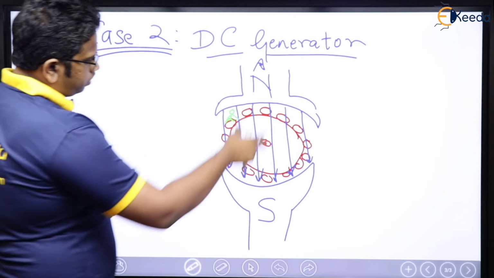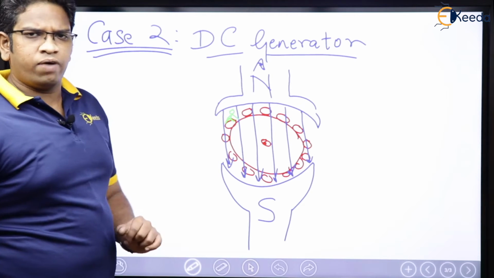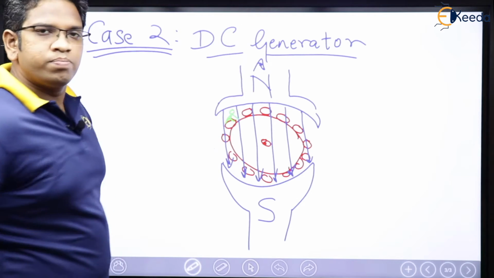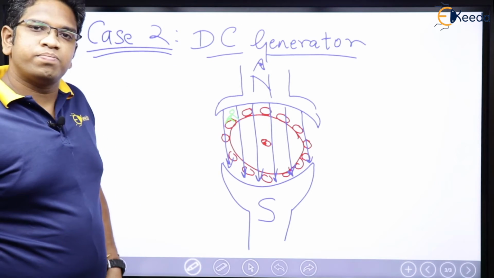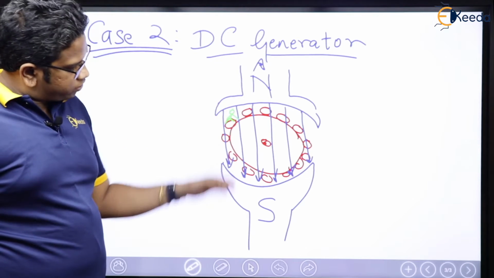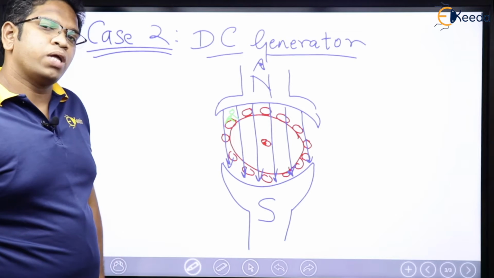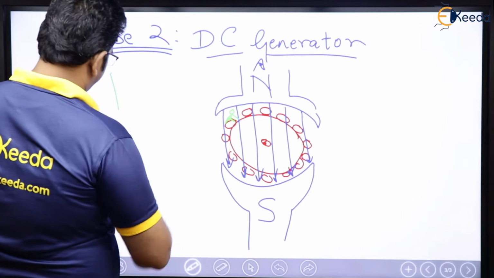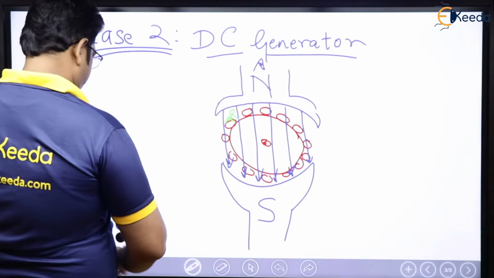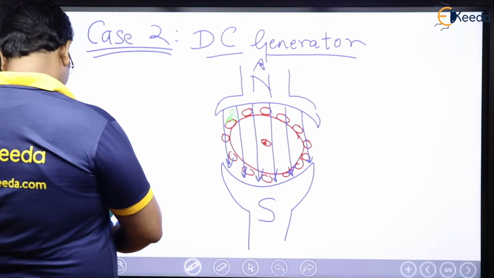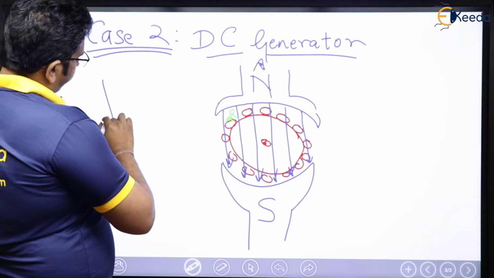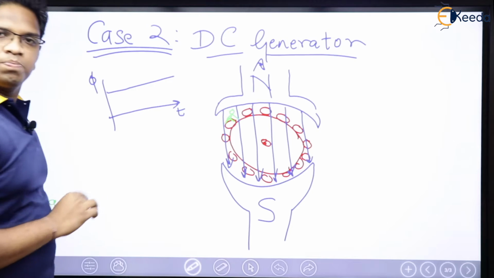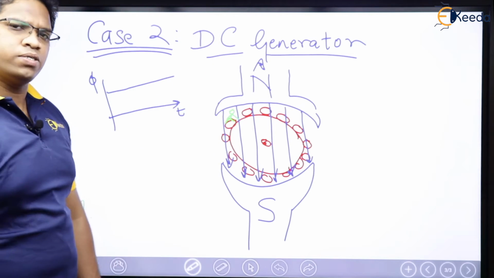Now, with respect to time, this flux is constant. Why? Because it is a permanent magnet. It's a DC generator, and this is a permanent magnet. The moment this is a permanent magnet, this flux is going to be constant with respect to time. So if this is time and this is flux, then the flux is constant with respect to time. Flux will not change with respect to time.